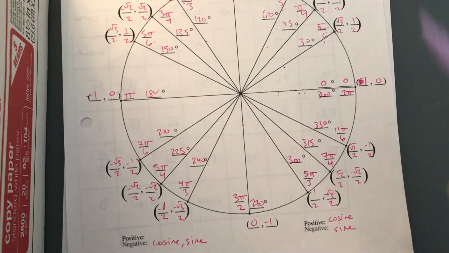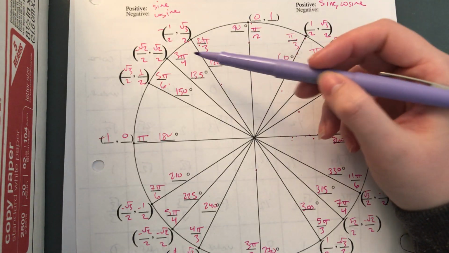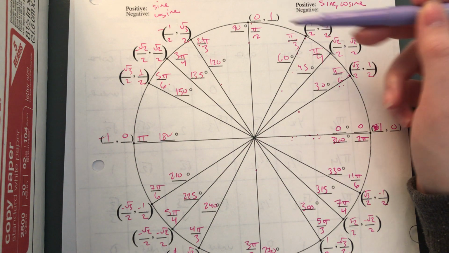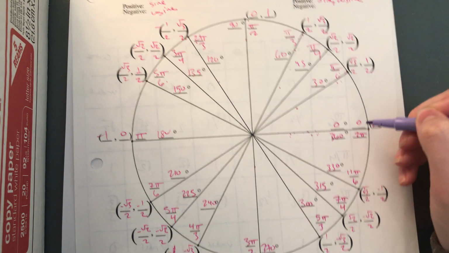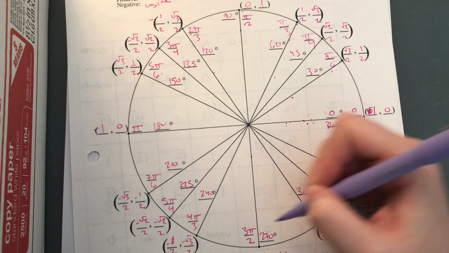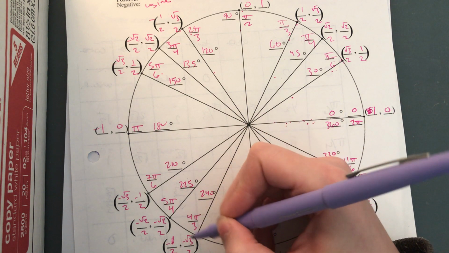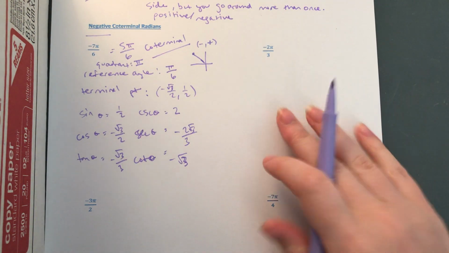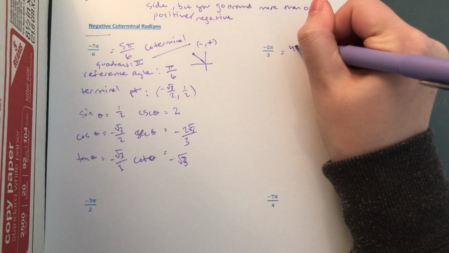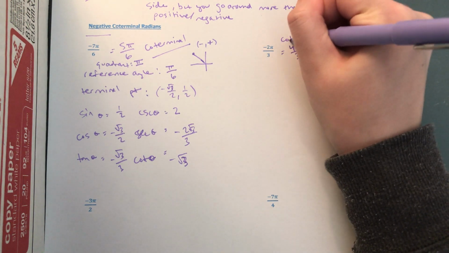So 2 pi over 3 lives here. So we've gone 1 pi over 3, 2 pi over 3. But we want to go negative, so that means we have to start here and go negative. So negative 1 pi over 3, negative 2 pi over 3. So negative 2 pi over 3 is really 4 pi over 3, positive. So negative 2 pi over 3 is the same thing as positive 4 pi over 3. So those are coterminal.